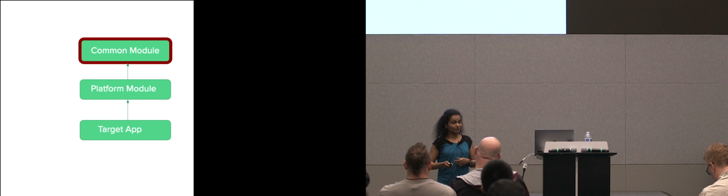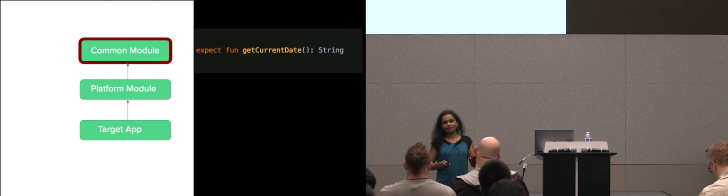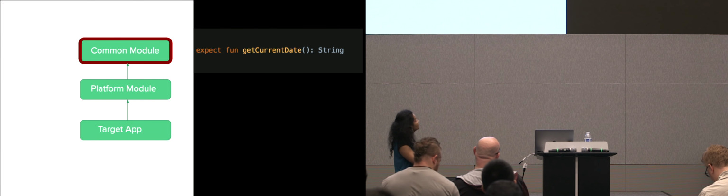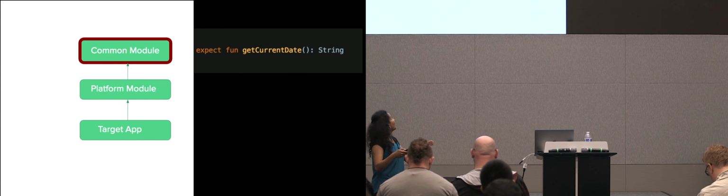The common module, as I mentioned, is going to have the platform independent code. And if it needs to refer to any platform specific APIs, then it would define an interface with that specifier, which is the expect. That means that this particular interface needs to be implemented by each platform specific module, and that needs to be defined within those modules.